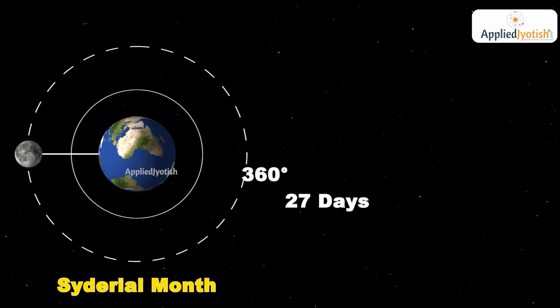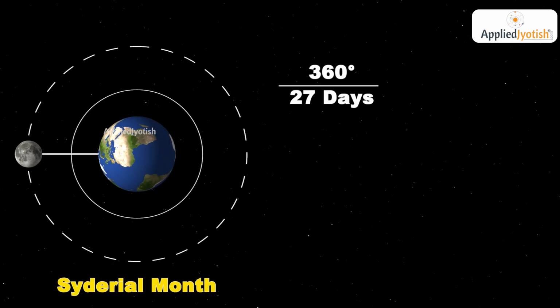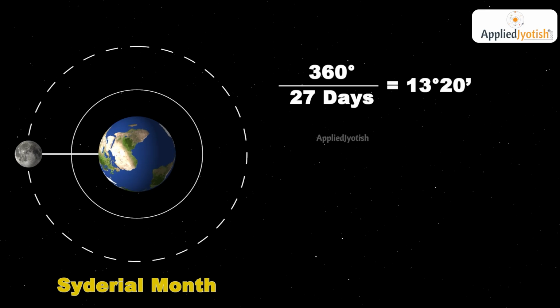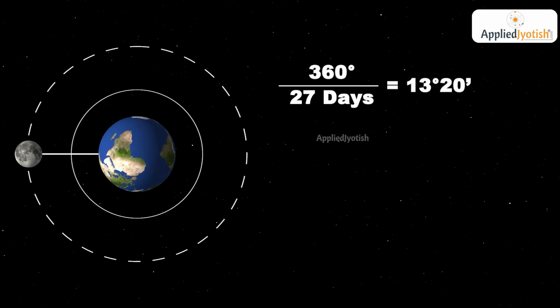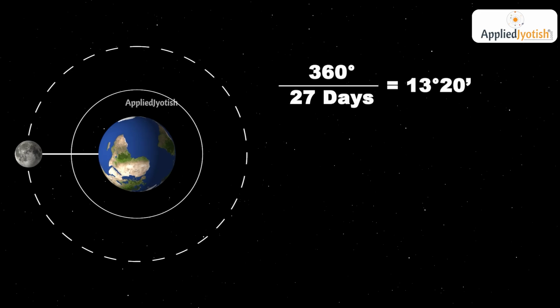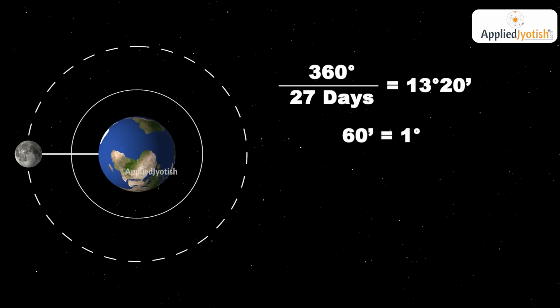In one day, the moon travels approximately 360 divided by 27, which is 13 degrees and 20 arc minutes. Here, it is important to note that 60 arc minutes equal 1 degree.